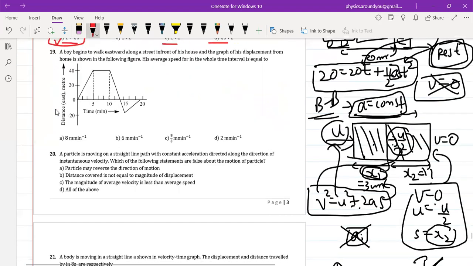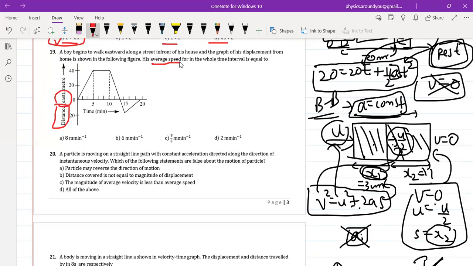Question number 19 has some problem. The problem is the distance east in meters, and it is being given as a distance and the graph goes below. Right. Here we wonder. We know that distance can't ever be negative. You see, distance is going in a negative y direction. It can't happen. And then they are asking for the average speed for the whole time interval.